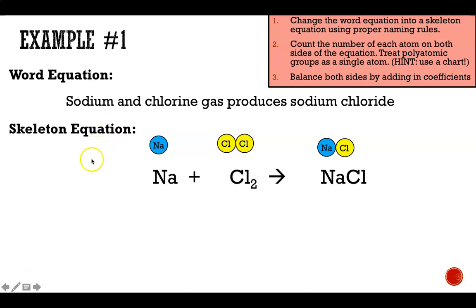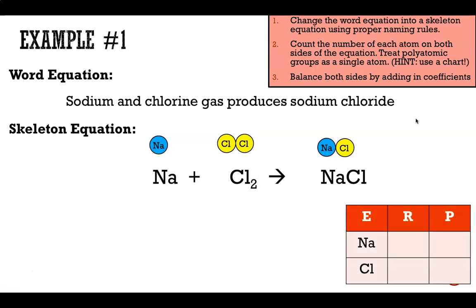Okay, so we've got our skeleton equation here. Step 2 is that we need to count the number of each atom on both sides using an ERP chart. This is what an ERP chart looks like. So I suggest you always create this chart when you're trying to balance a chemical equation. It just really helps to keep track of your numbers and to be able to double check your work at the end. So E stands for element. So you write down all of the different elements that you have in your chemical equation. So in this case, we only are talking about sodium and chlorine. And then R stands for reactants, and P stands for products.